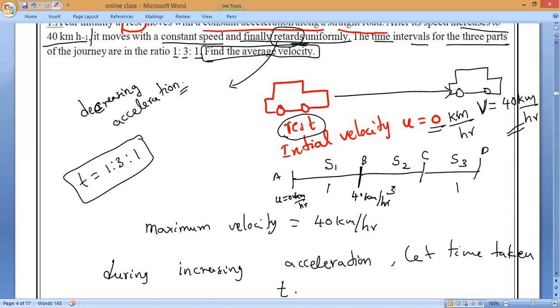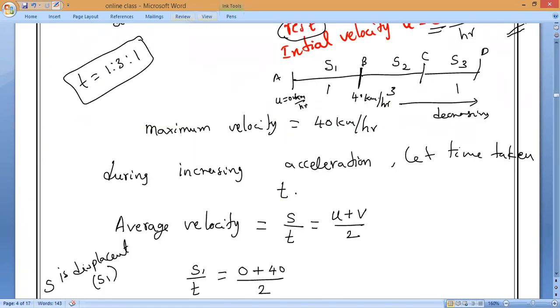From C to D, again, decreasing or increasing acceleration? Decreasing. You understand, everyone? So initially it increases, later decreases. Totally how many parts of the journey? 3 parts. That is what it is. So we are assuming S1, S2, S3.